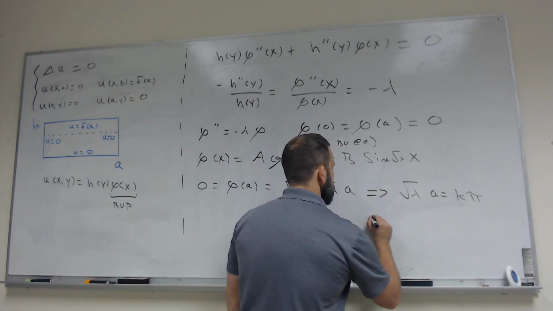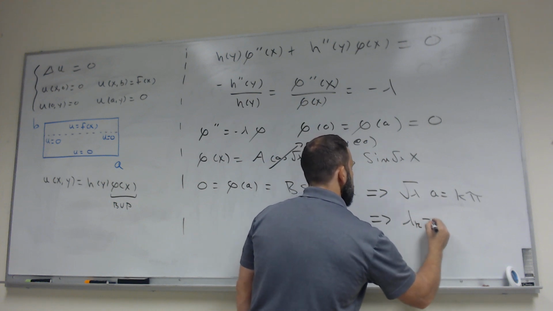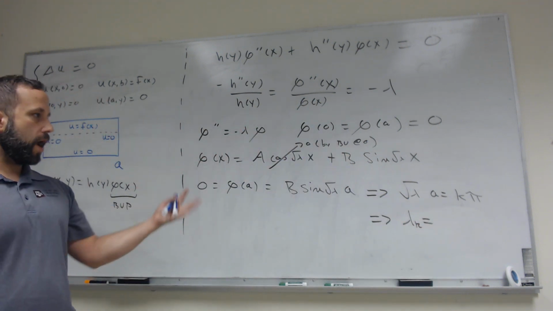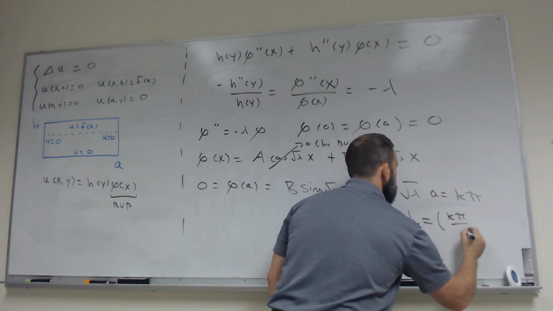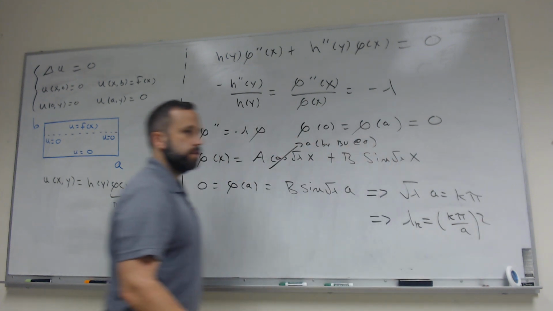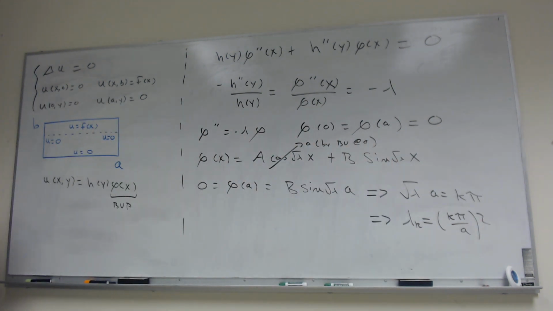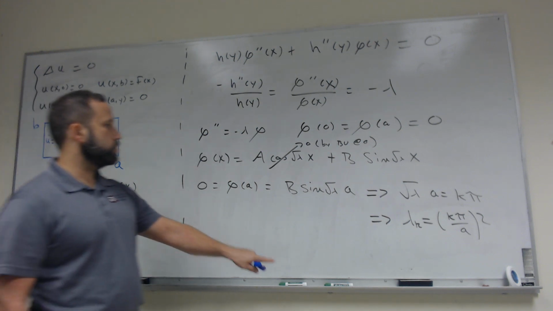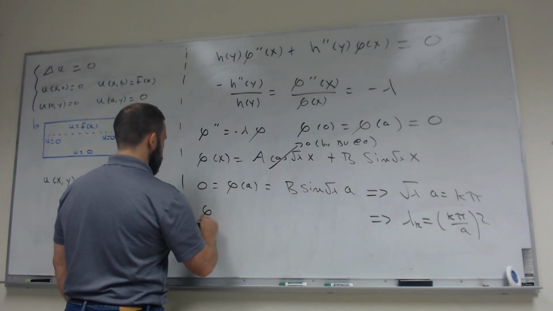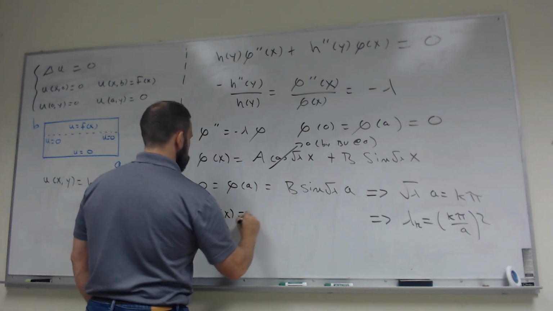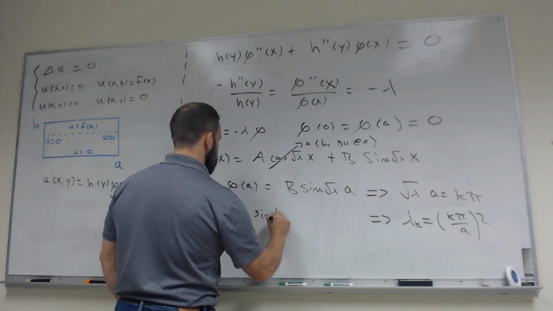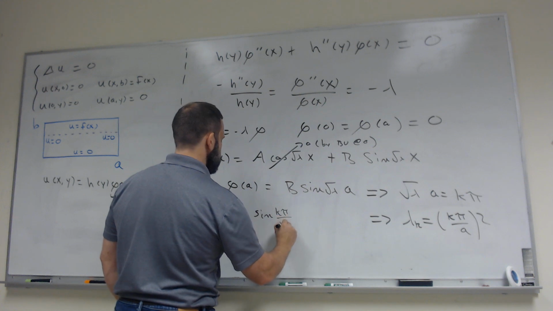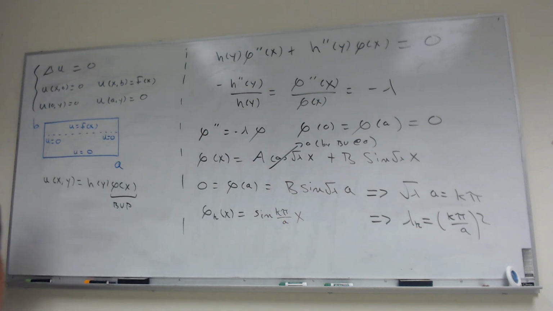And so what this tells us is that the kth eigenvalue, lambda k, is going to be the square of k pi over a. So it'll be k pi over a squared, just like this. So that's the eigenvalues, and then the eigenfunctions, phi k of x, will just be equal to, I'll forget about writing the constant, sine of k pi x over a. Any non-zero multiple of this will give us an eigenfunction.